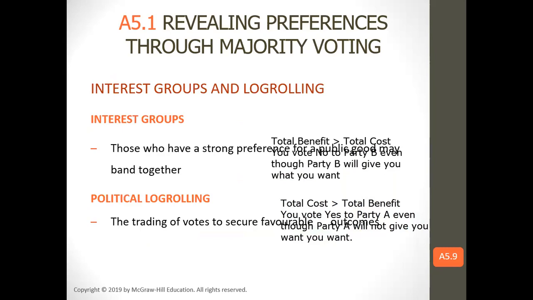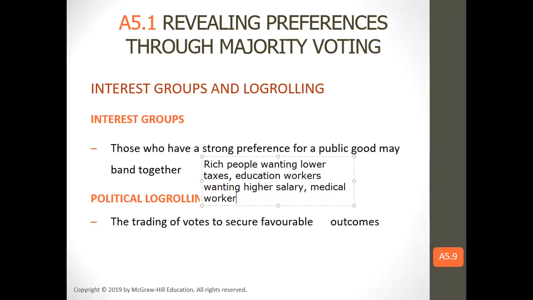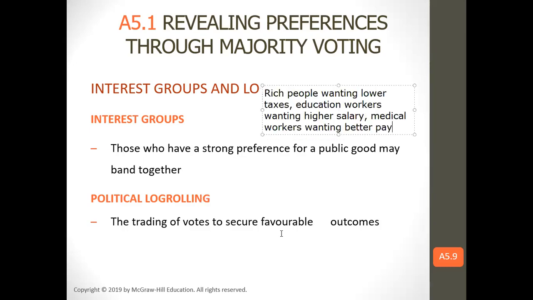Those who have a strong preference for a public good may band together, so interest groups form. For example, rich people come together to lobby for something that they want: rich people wanting lower taxes, education workers wanting higher salaries, medical workers wanting better pay. These might be interest groups. And then there's political logrolling, the trading of votes to secure favorable outcomes.